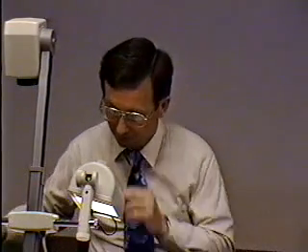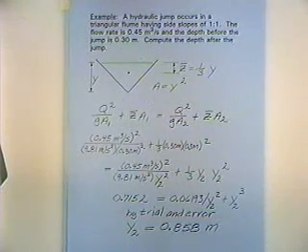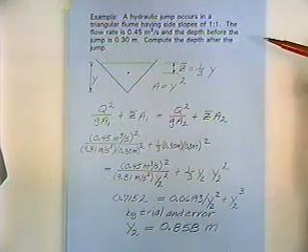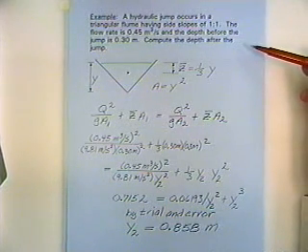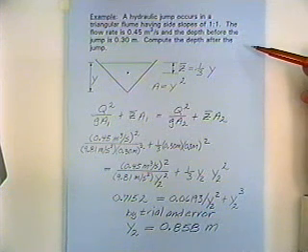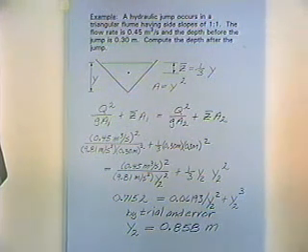What that does for us is allow us to analyze a hydraulic jump. Given the depth before the jump, we can compute the depth after the jump, or vice versa. In this problem, we've got a hydraulic jump occurring in a triangular flume having side slopes of 1:1. The flow rate is given as 0.45 cubic meters per second. The depth before the jump is 0.3 meters. Compute the depth after the jump.